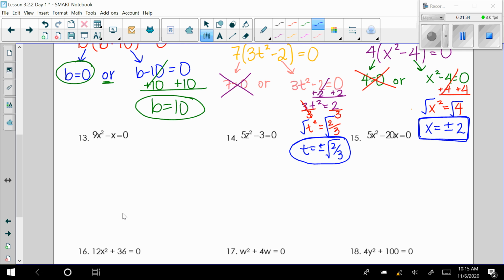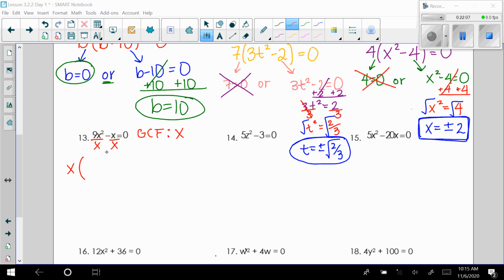If we look here at number 13, we have 9x squared and negative x. So thinking about the greatest common factor, what goes into both of these? Well, they don't share any numbers in common, so we can't take out a number. However, they both have an x. So we can't take out x squared because this only has one x to give up, so our GCF is just going to be x. So we can go ahead and divide out x from both terms.